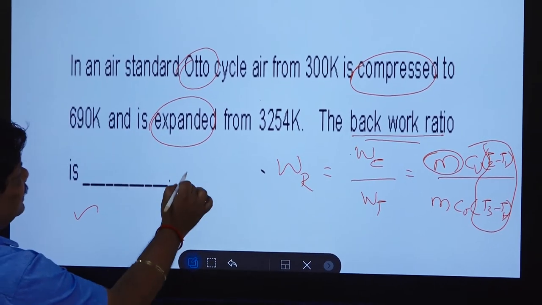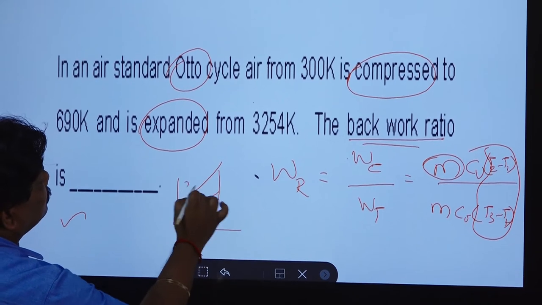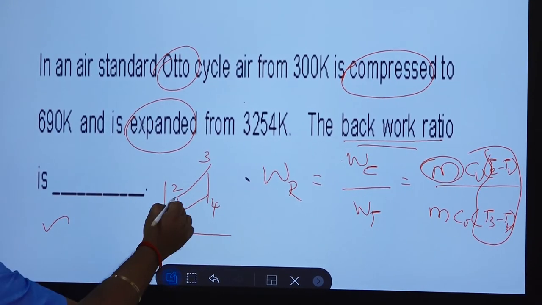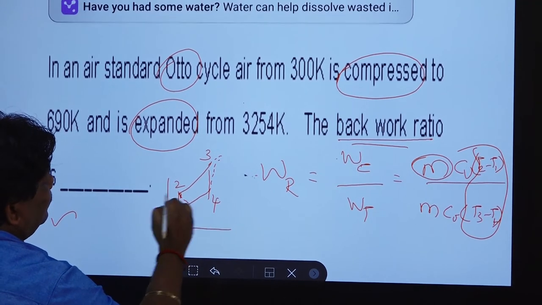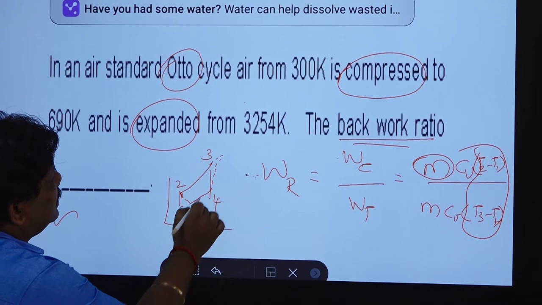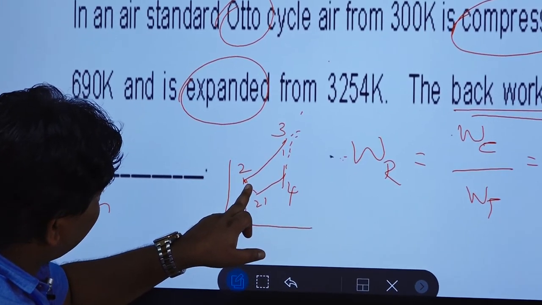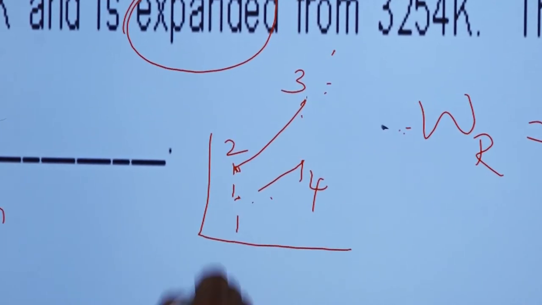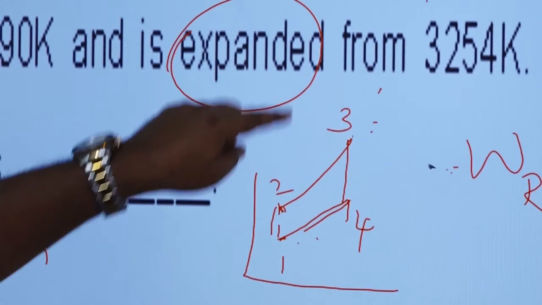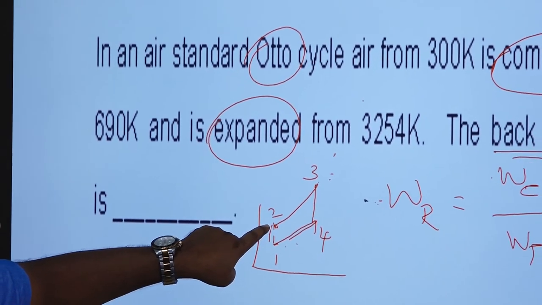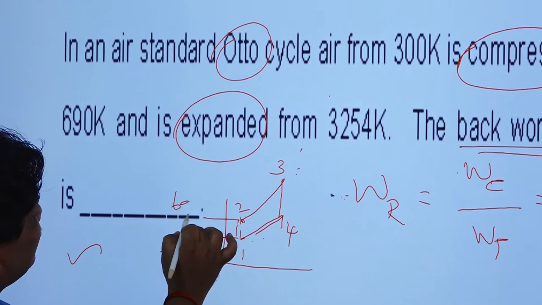Okay, so for an air standard Otto cycle, look at the temperature entropy diagram: 1 to 2, 2 to 3 and 3 to 4. Since a compressor and a turbine are used, T2 may be 2 dash, and this may be 3 dash, and 4 may be 4 dash. When turbines and compressors are used in real cycles, you have to draw the diagram like this. So here, in the air standard Otto cycle, air from 300 Kelvin is compressed to 690 Kelvin.